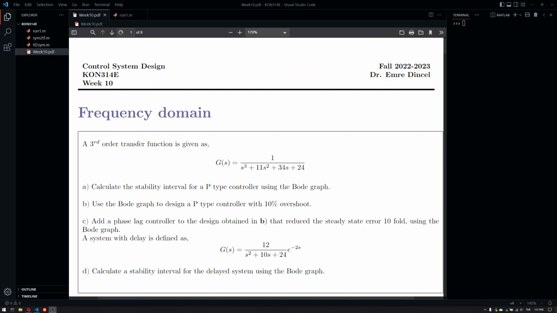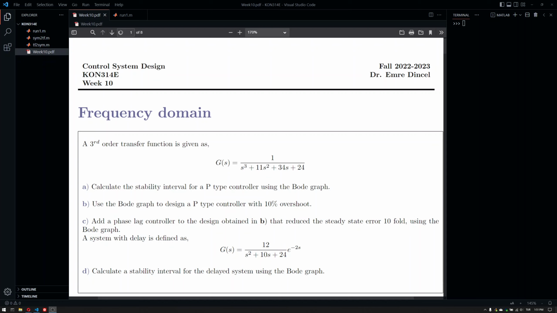Now what we're interested in is the following. We will change our perspective. We will leave the whole polynomial work behind, and we are going to use the frequency domain methods and perspective to analyze and synthesize systems and controllers.